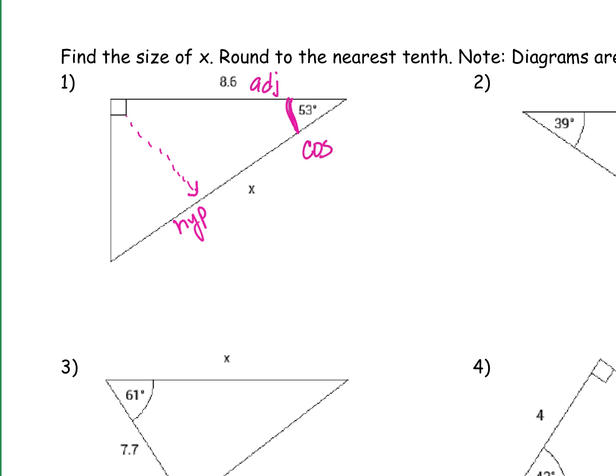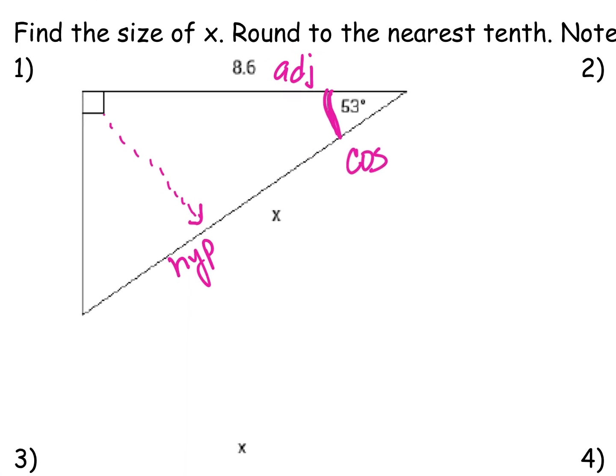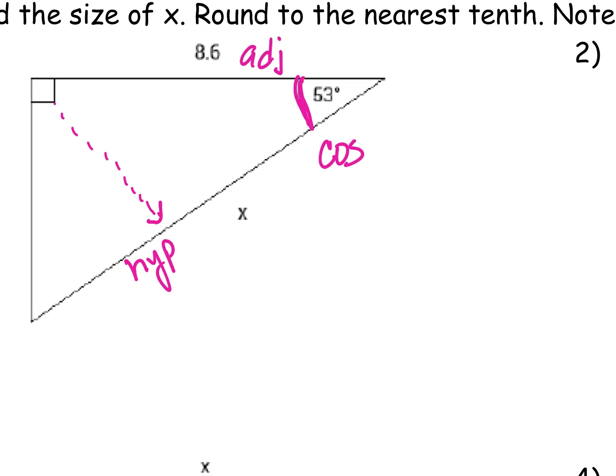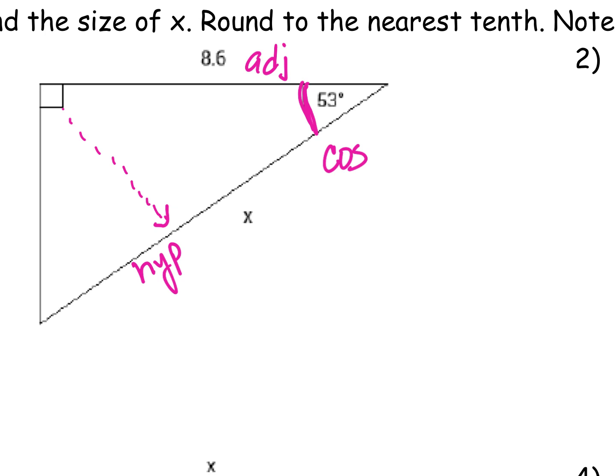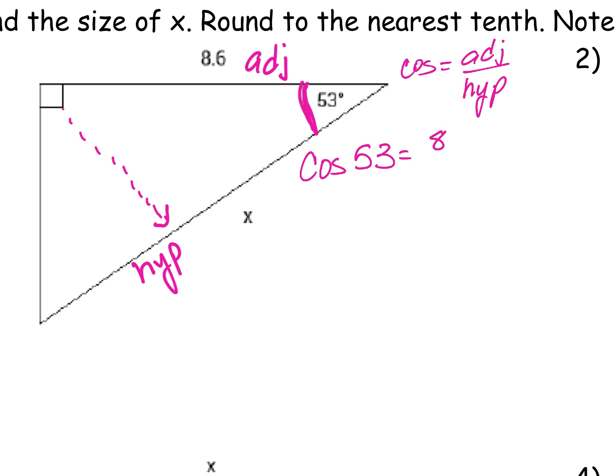Let me write this bigger. So I have cosine of 53 is going to be equal to, what does cosine equal first? Cosine equals adjacent over hypotenuse, right? So my adjacent side is 8.6 over my hypotenuse, which is x. Any questions on that part of it?